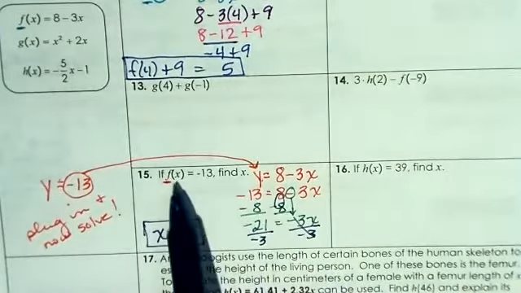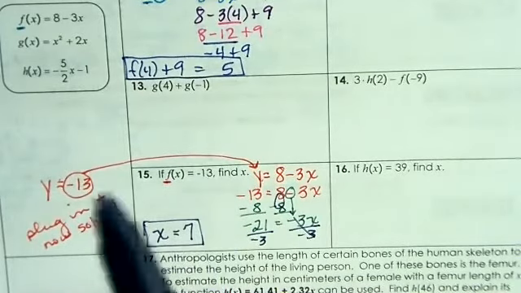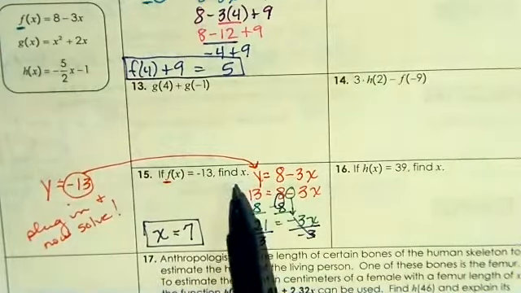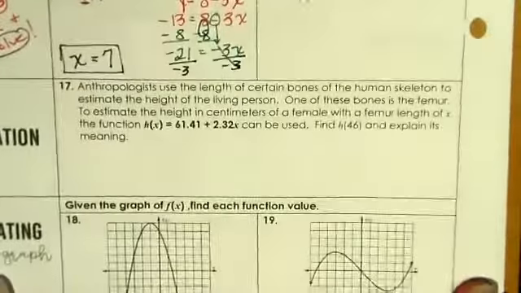So remember, when it gives you the f of x equals already what that number is, then that's y equals that number. So y equals negative 13. So now I'm solving for the x. So in this situation, we solve. All right, let's look at this word problem.